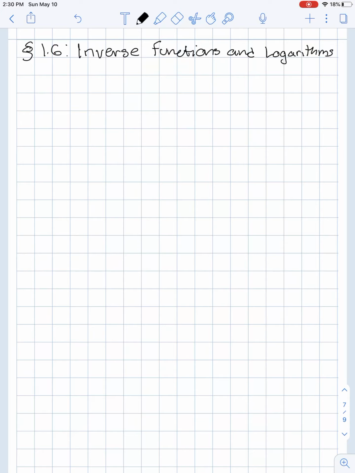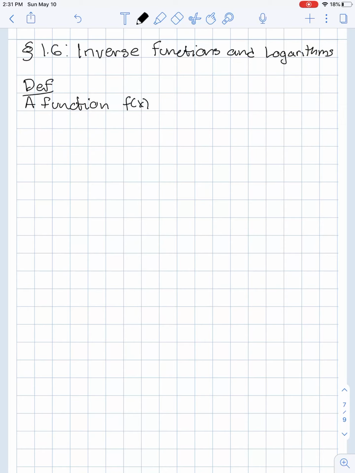What's up, mathematicians? Today we're going to review section 1.6. It's all about inverse functions and logarithms. So first, let's start off by defining a new type of function.